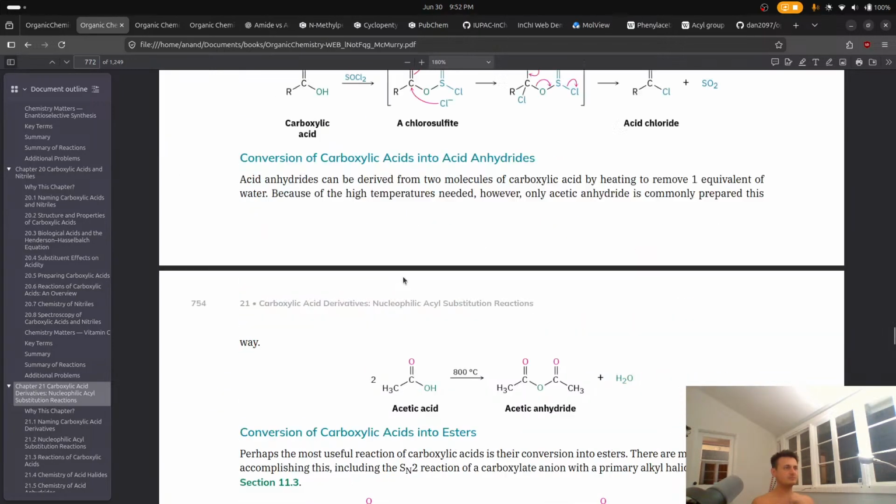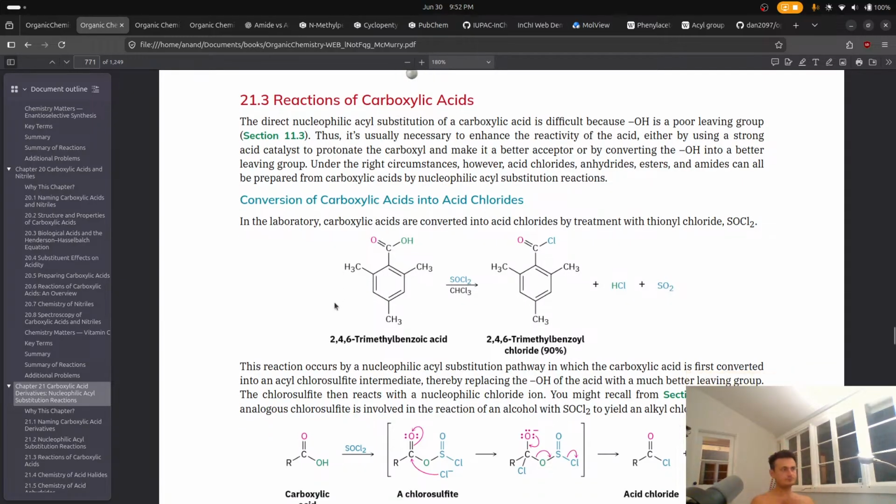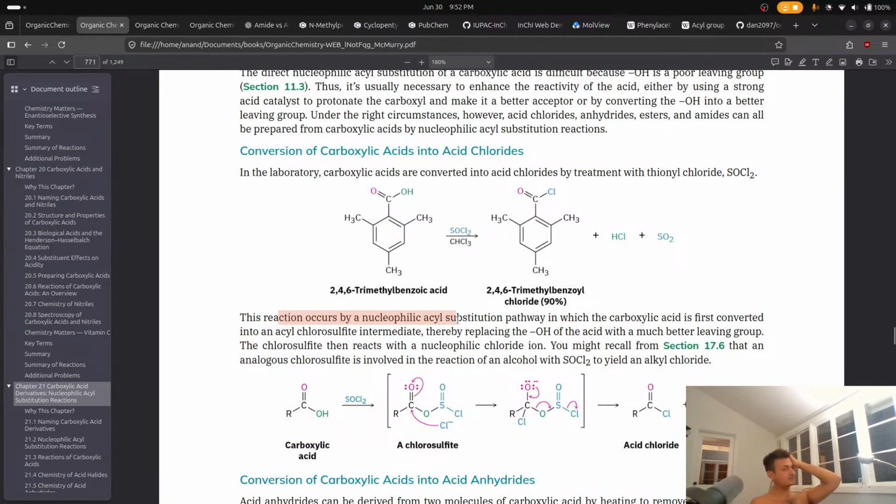Can we get a mechanism? Bro. This reaction occurs by nucleophilic acyl substitution, by the way, in which the carboxylic acid is first converted into an acyl chlorosulfite intermediate, thereby replacing the OH with a much better leaving group.